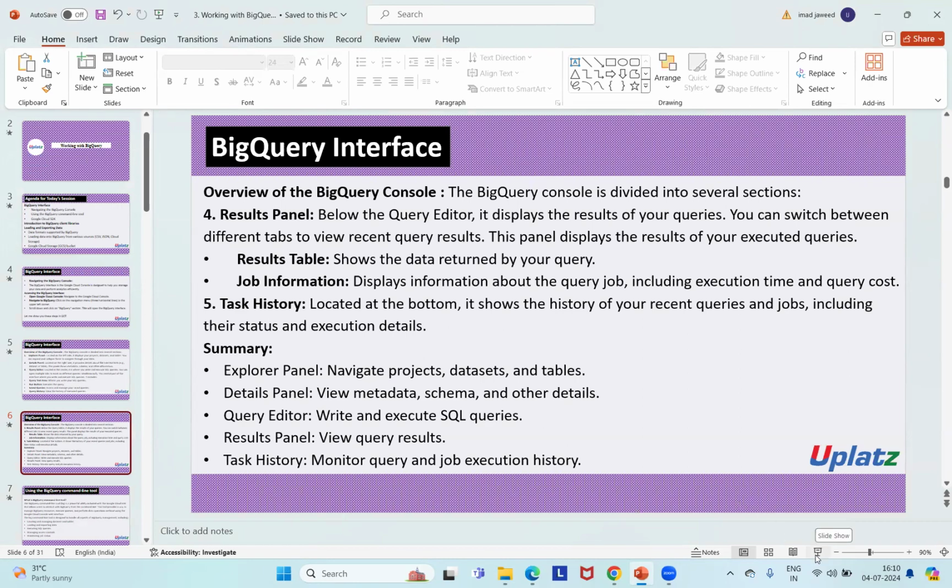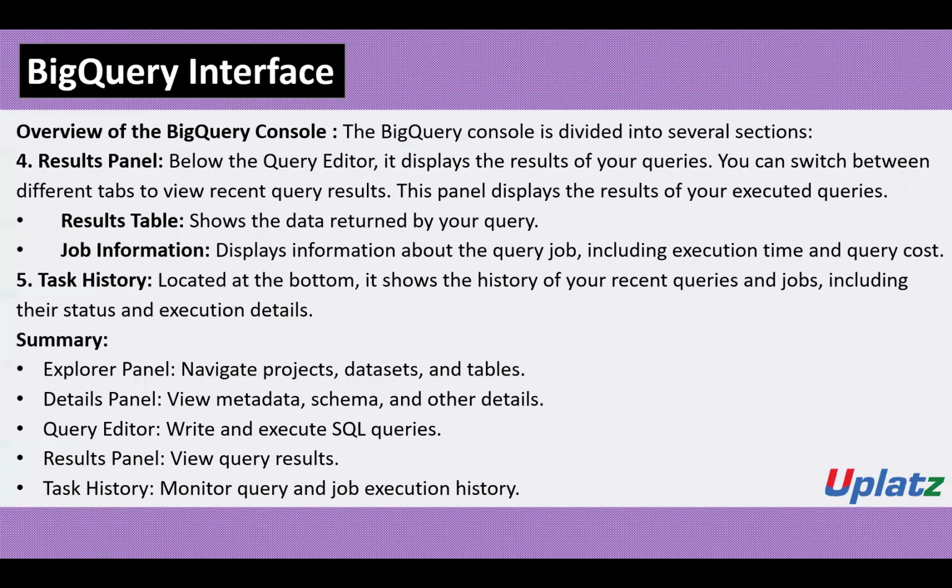So, in short, you can say there is the Explorer panel to navigate the projects, datasets and tables. There is a details panel through which you can view the metadata, schema and other details. Then there is a query editor that allows you to write and execute SQL queries. And then there is a result panel on which you can see the result of your query. And then there is a task history which allows you to monitor the query and the job and shows you the job execution history. Got it?